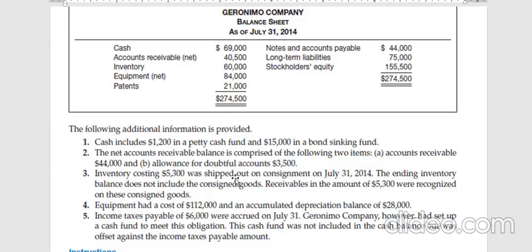This is my company's product, and I have just signed a contract with a consignee agent, and the consignee agent is responsible to sell the product on my behalf against commission. So if I'm sending $5,300 worth of inventory, ladies and gentlemen, it does not mean that in my books of accounts my inventory will go down. Actually, the accounting procedure of the consignment account is like this, that if I have sent it to Mr.